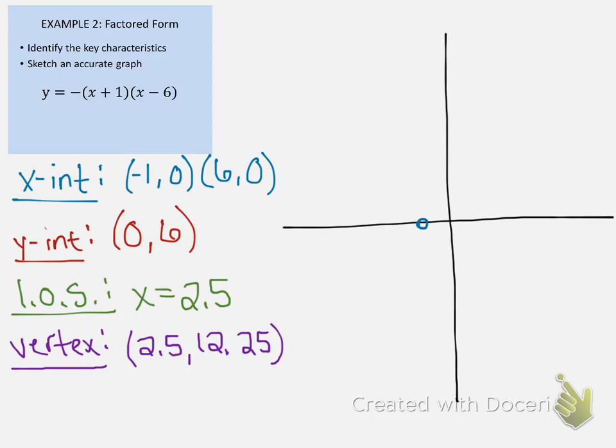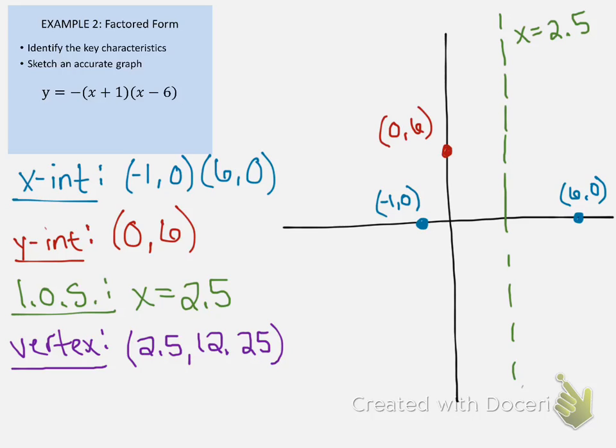I'm going to label my x-intercepts first, then my y-intercept, my line of symmetry, which needs to be halfway between the x-intercepts, and then my vertex, which this time needs to be higher than my y-intercept, because the y value of my vertex is higher than the y value of my y-intercept.